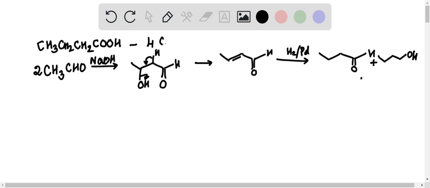Both of these can be oxidized using chromium trioxide in acid medium, sulfuric acid. Giving 1, 2, 3, 4, the carboxylic acid.